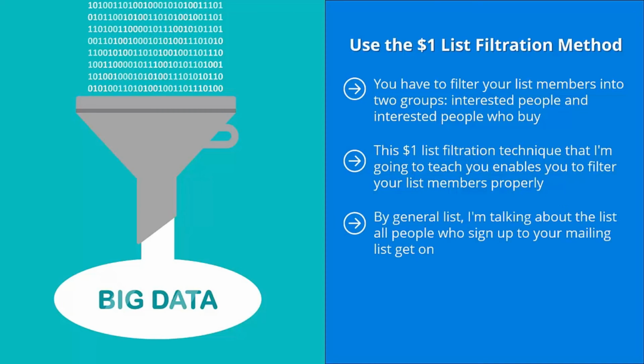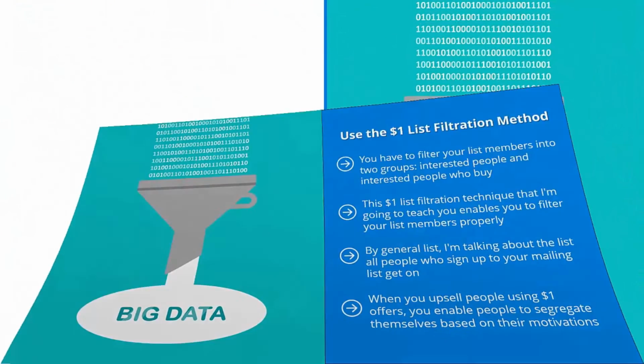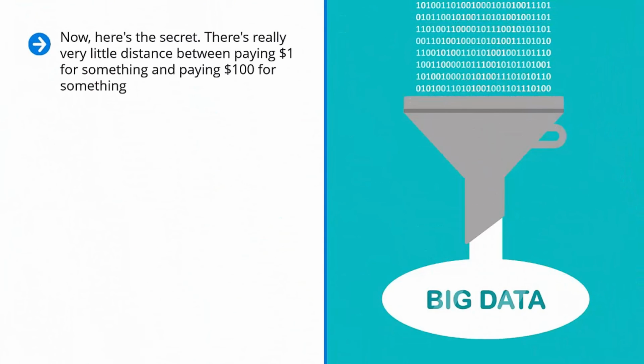By general list, I'm talking about the list all people who sign up to your mailing list get on. This is your default list. I want you to treat this general list as your starting list. This is kind of like the vast, unfiltered, generic mass of people who are interested in your brand. When you upsell people using $1 offers, you enable people to segregate themselves based on their motivations. These are people who are motivated enough to spend $1. In other words, they see the value in your content, and they are willing to put their money where their mouth is. Now here's the secret.